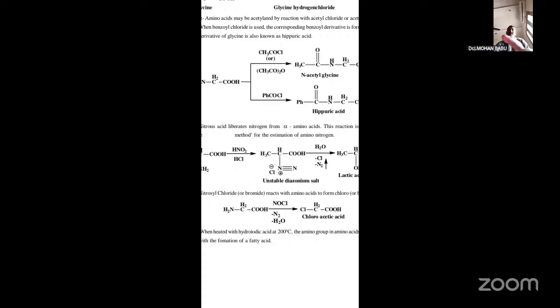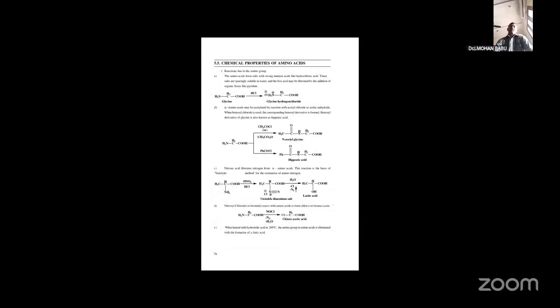In this way, we have a variety of reactions involving the amino group. And one more reaction of this amino acid is with hydrogen iodide, where we get beta-phenyl propionic acid.